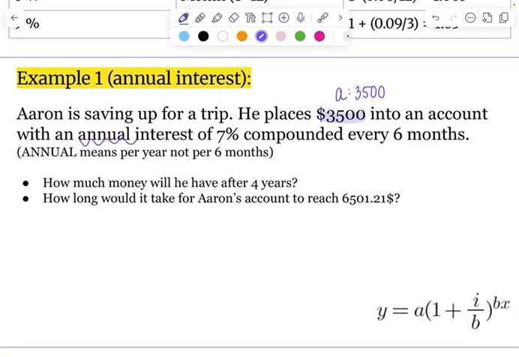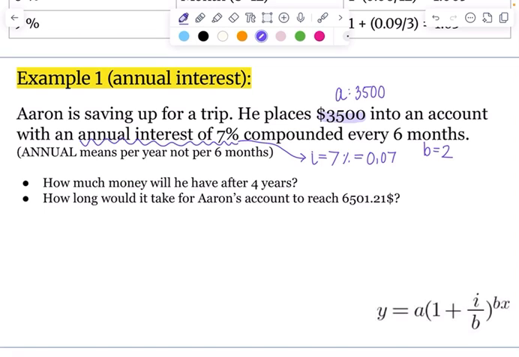The annual interest of 7% is the interest rate, so the I value. So 7% as a decimal is 0.07. So the I value here will be 0.07. It's compounded every 6 months, which means it happens twice a year, right? So the B value is not 6. It doesn't happen 6 times per year. It happens twice a year, every 6 months. So the B is 2.